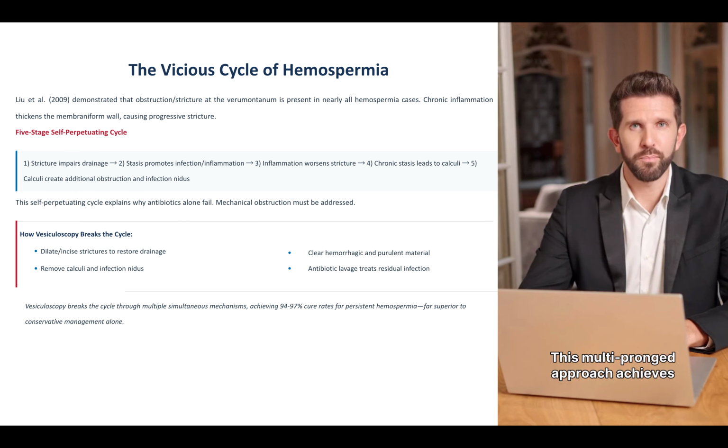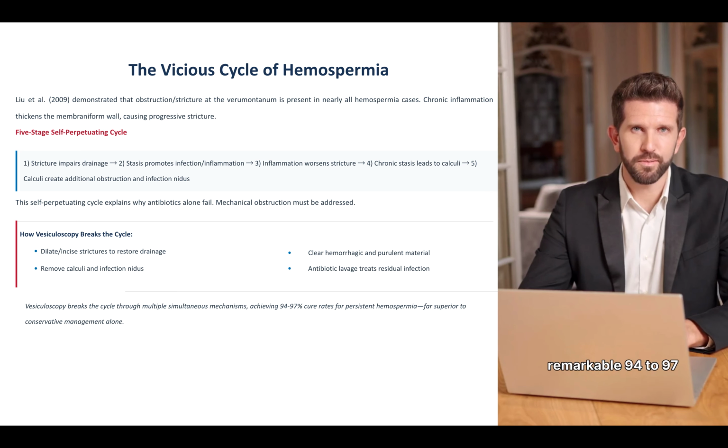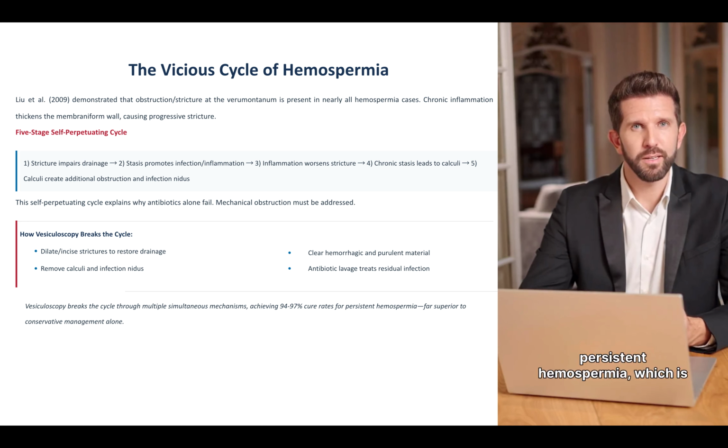This multi-pronged approach achieves remarkable 94 to 97% cure rates for persistent hemispermia, which is far superior to conservative management alone.